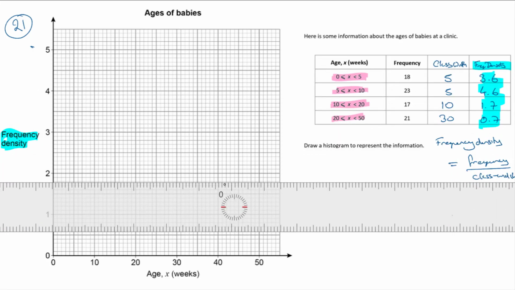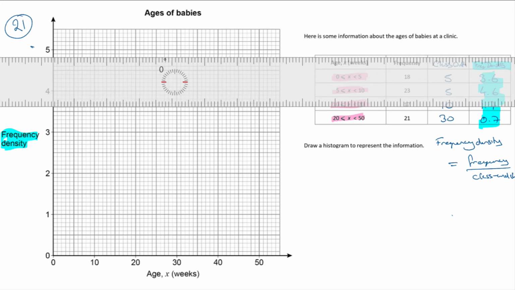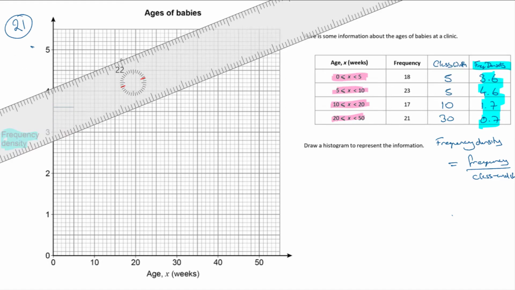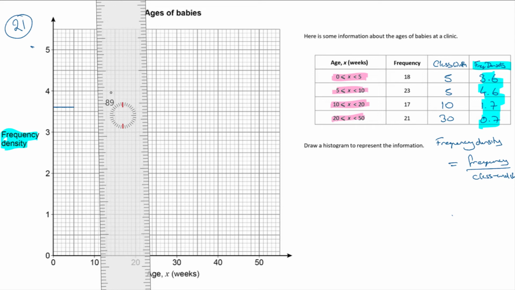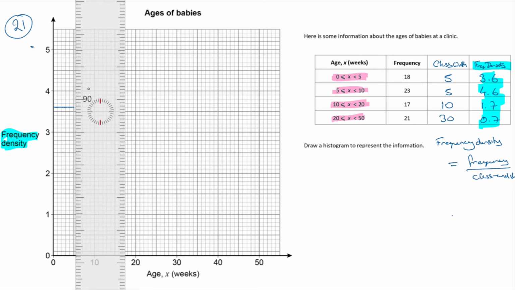Now each one of these, I've got between 2 and 3, I've got 10 divisions. So each one of these is just 0.1, isn't it? It's a nice easy scale to use. Okay, so I'm going to draw a bar from 0 up to 5. Okay, like that. Let's just turn the rule around and close off the first bar.